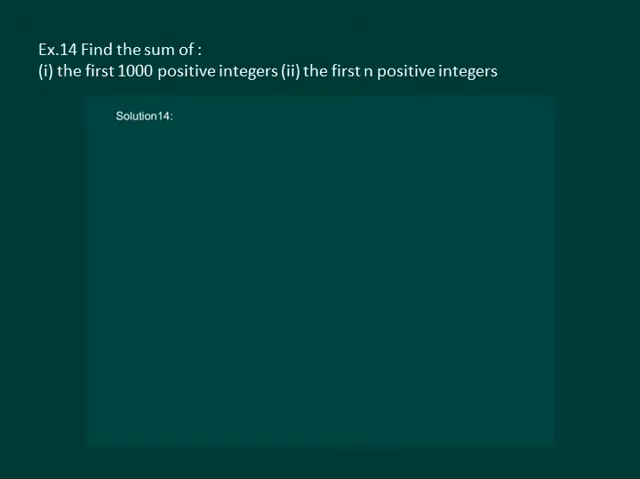Let us read the question. Find the sum of first 1000 positive integers and first n positive integers. So let us start with the first part. First 1000 positive integers means our arithmetic progression is 1, 2, 3, 4 and so on till 1000.